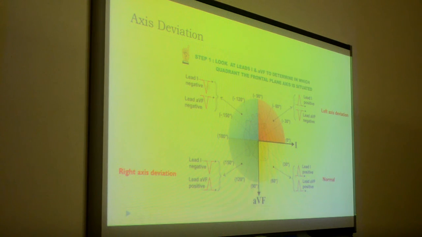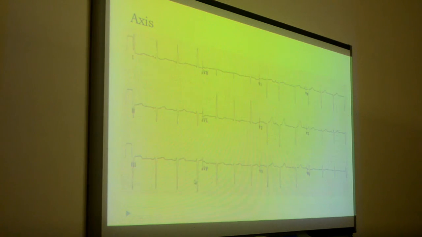Clear? And now, theoretically, let's say you shift and it goes backwards, this way. Both of them will be negative. But the most important thing is left axis. If the QRS complexes leave each other, you have left axis deviation. If they're pointing right at each other, right axis deviation.